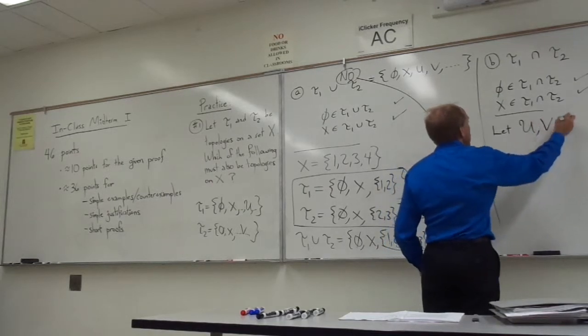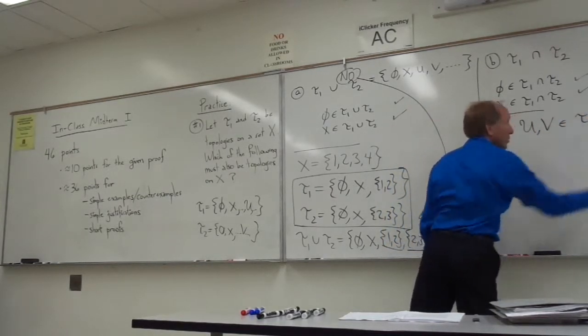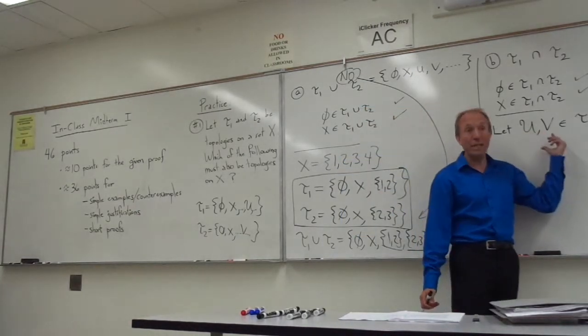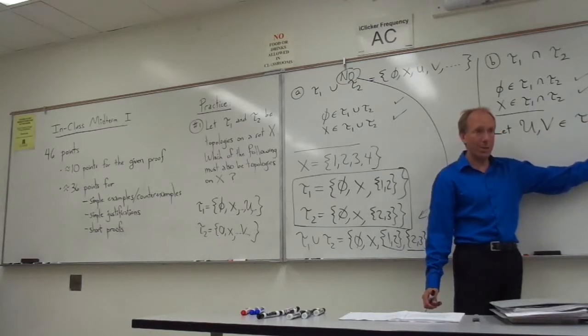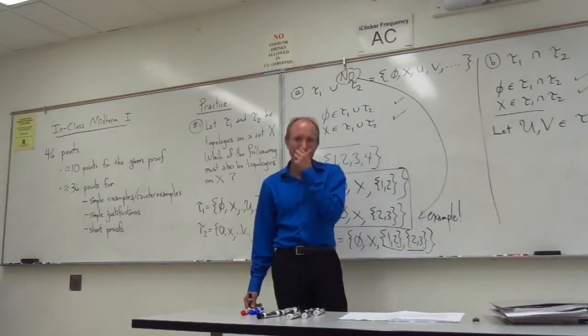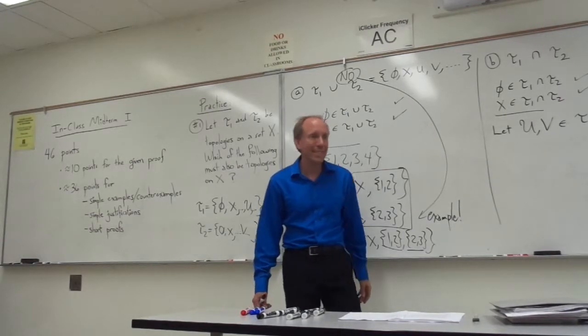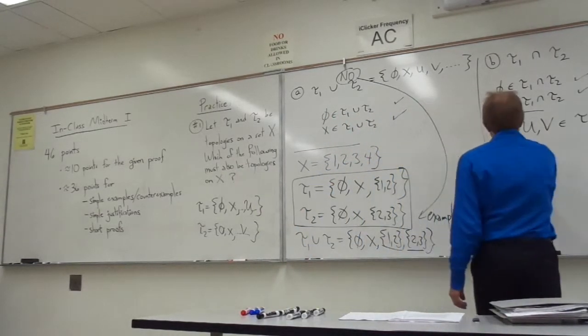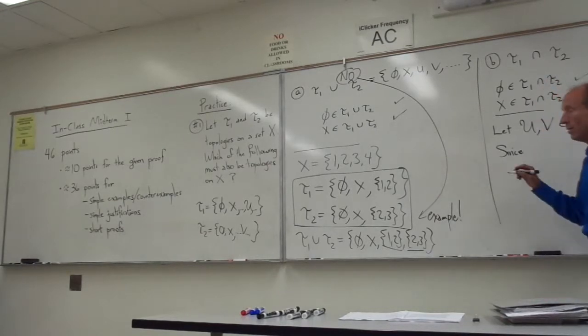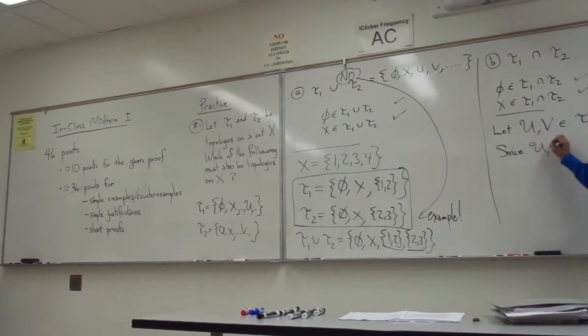Let U and V be in the intersection of the two topologies, right? I just have to show that U intersected with V is still in this intersection. Well, do you see how to do that? Alex? Since tau 1 and tau 2 are both topologies, the intersection of U and V must be in tau 1 and tau 2. Right, so U and V are both in tau 1. That implies that U intersect V is in tau 1. And you're going to do the same thing for the second one, right?